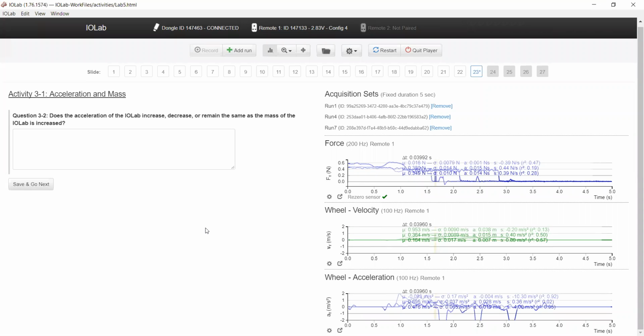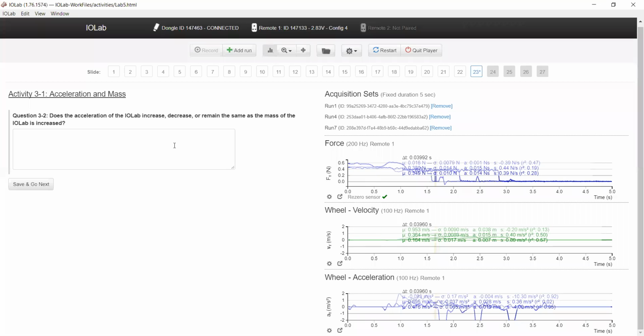Okay, after that, from the values we had, you can answer this one: does the acceleration of the IOLab increase, decrease, or remain the same as the mass of the IOLab increases? During the motion it is constant, but when you increase the IOLab mass, you can make a decision based on the values that you had in slide 22, or from the graph. Go ahead, write your answer, and then click save and go next.